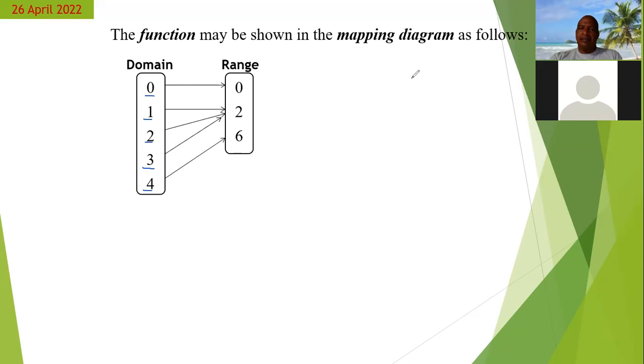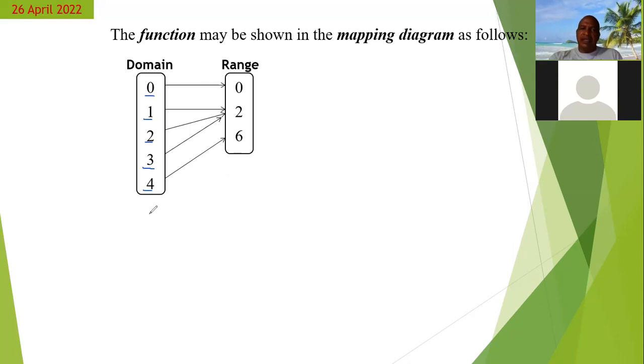Now, I like to use the analogy of mothers and children to kind of get this idea across. All right. So if we think of the domain as children and the range as mothers, now each child can only have what? One mother, right? But you may have 2 or 3 children having the same mother.